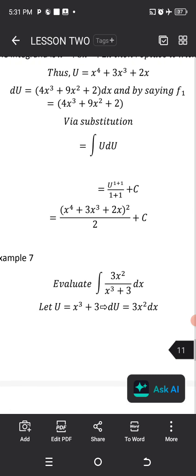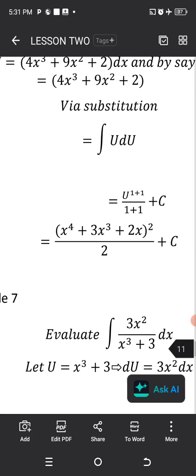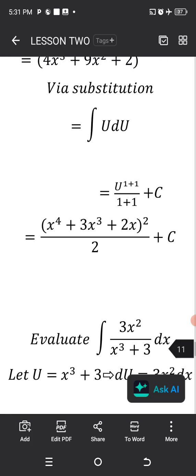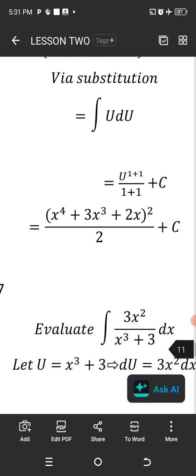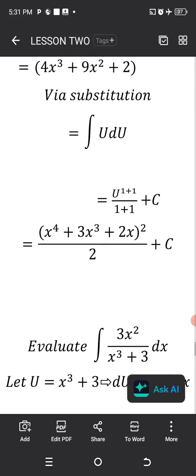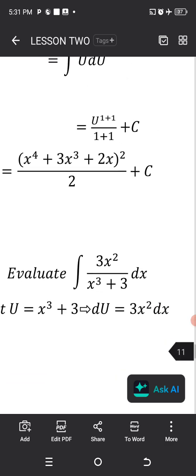So you integrate that u du, and I believe by now you're supposed to know how to integrate it. That is u raised to power 1 plus 1 over 1 plus 1 plus c. So you replace that u with the initial function you used in place of u, which is s raised to power 4 plus 3s raised to power 3 plus 2s, all raised to power 2, all over 2 plus the constant. So that is the answer for that one.